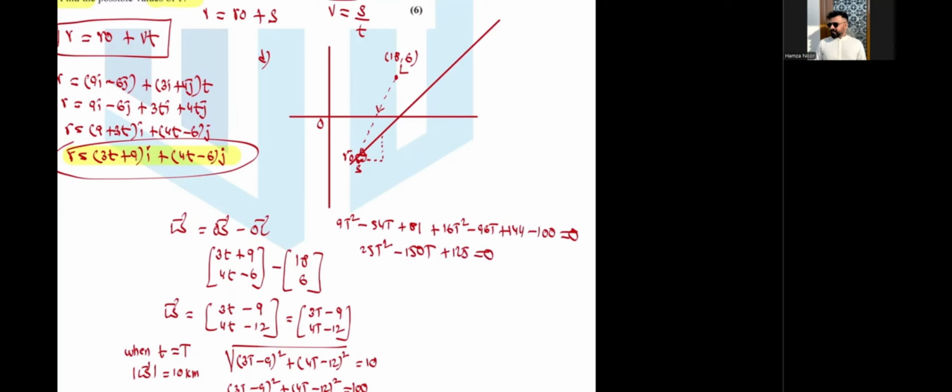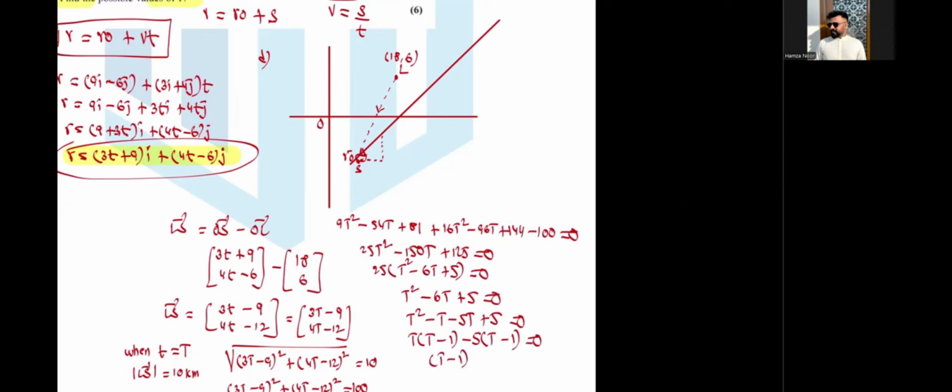If we take 25 as common, we are left with T squared minus 6T plus 5 equal to 0. Therefore, we need to solve this quadratic equation. T squared minus 6T plus 5 equal to 0, so T squared minus T minus 5T plus 5 equal to 0. Taking T as common, multiplied by (T minus 1), taking minus 5 as common, multiplied by (T minus 1), and this whole thing is equal to 0. Therefore, the fully factorized form is (T minus 1) multiplied by (T minus 5) equal to 0.